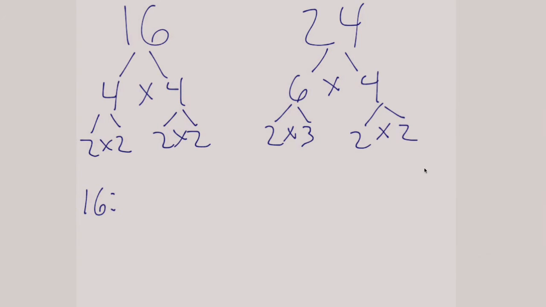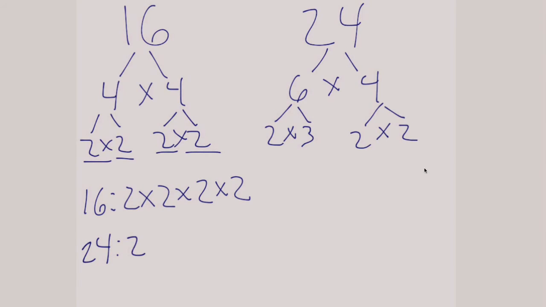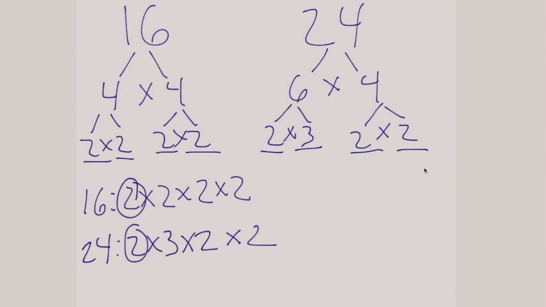Now let's list my prime factorization. 16 is 2 times 2 times 2 times 2. And 24 is 2 times 3 times 2 times 2. Now let's circle our pairs. I've got a pair of 2's, another pair of 2's, and another pair of 2's. My 3 does not have anything to pair with, and this final 2 doesn't have anything to pair with.